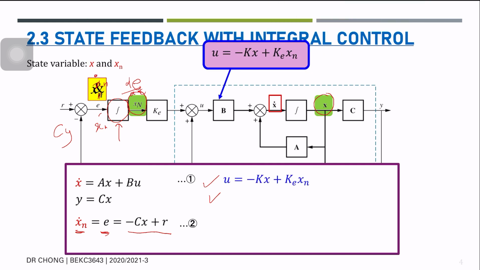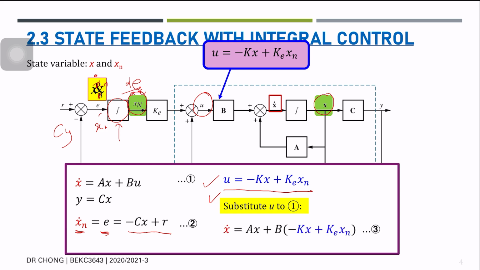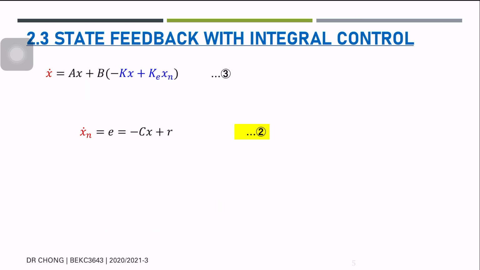So u now is enhanced to something different. Before that, it was only the substitution to our A minus BK. So now we have a new control law. When we substitute the control law into equation 1, we get Ax plus Bu, and substituting this u into here, you get equation 3.